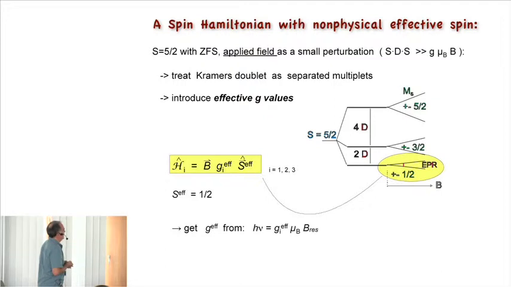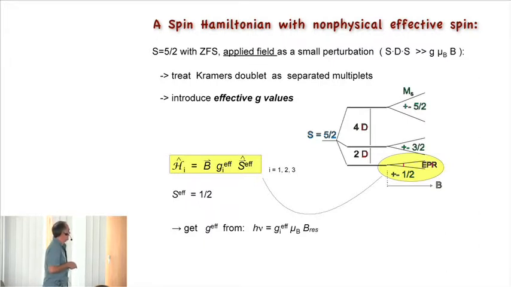So that is now an example where we have a spin Hamiltonian with a fictitious or effective spin which is not physical. Then we have three spin Hamiltonians, one for each of these Kramers doublets, and each of these spin Hamiltonians has a so-called effective g matrix. These are now the famous effective g values in EPR spectroscopy. And that is the way we usually parameterize these EPR spectra. And we can get these effective g values if we solve this spin Hamiltonian, which is relatively simple, for spin 1/2.